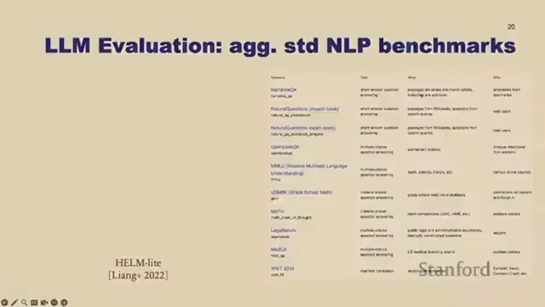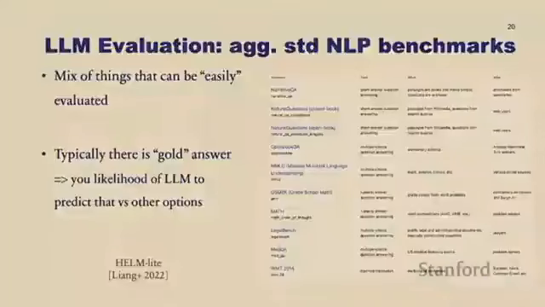Just to give you an idea, in HELM there are all of these types of tasks, which are mostly things that can be easily evaluated, like question answering. Think about many different question answering tasks. The benefit with question answering is that you usually know the real answer. So the way you evaluate these models, and I'll give you a concrete example in a second, is that you look at how likely the language model is to generate the real answer compared to some other answers. That's essentially, at a high level, how you evaluate these models.